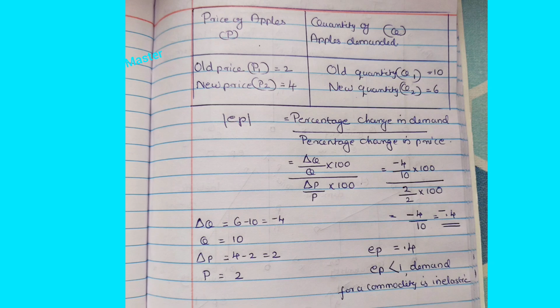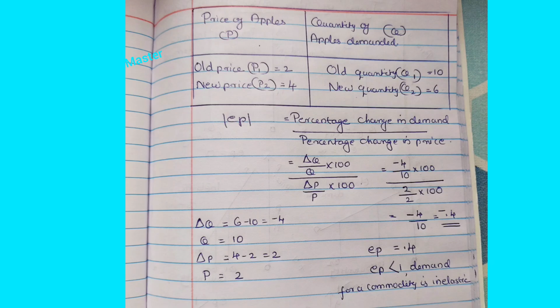From the above example, we can find the price elasticity of demand. EP is equal to delta Q by Q into 100 divided by delta P by P into 100. Delta Q means the change in the quantity demanded. That is new quantity minus old quantity. 6 minus 10 is equal to minus 4. Q means old quantity or original quantity, that is equal to 10. Delta P means change in price level. That means the new price minus old price. 4 minus 2 is equal to 2. P means the original price, that is equal to 2.